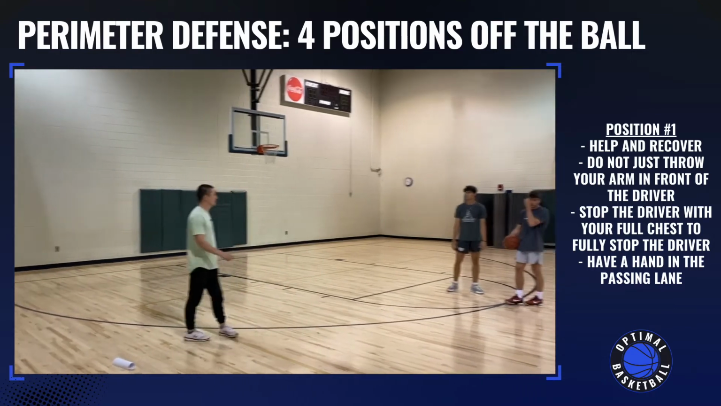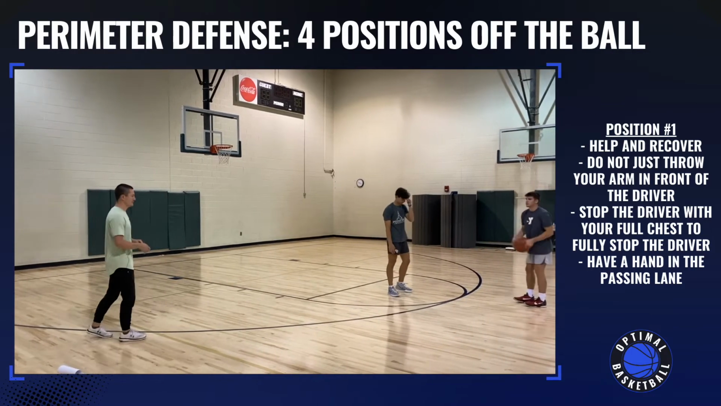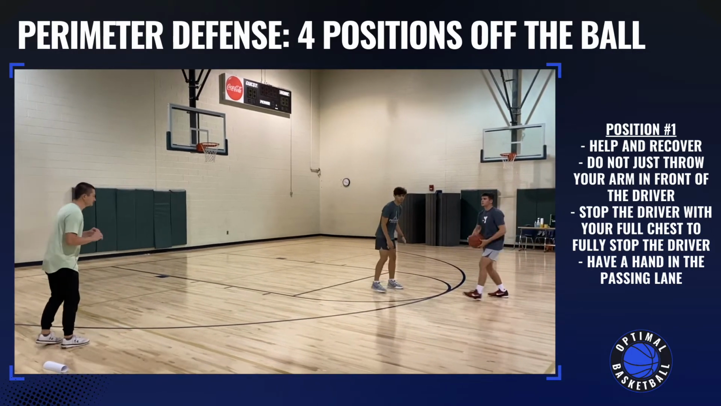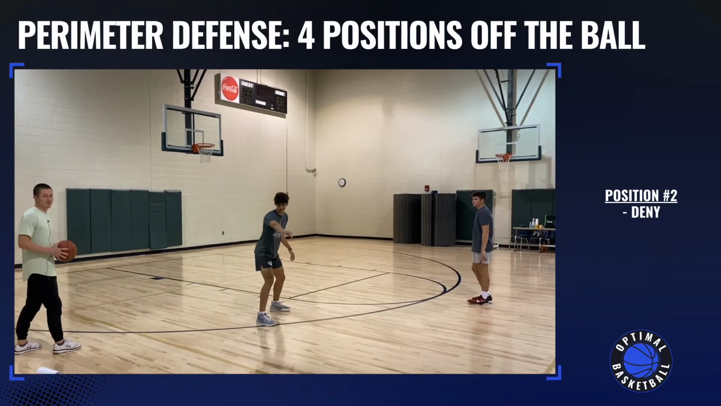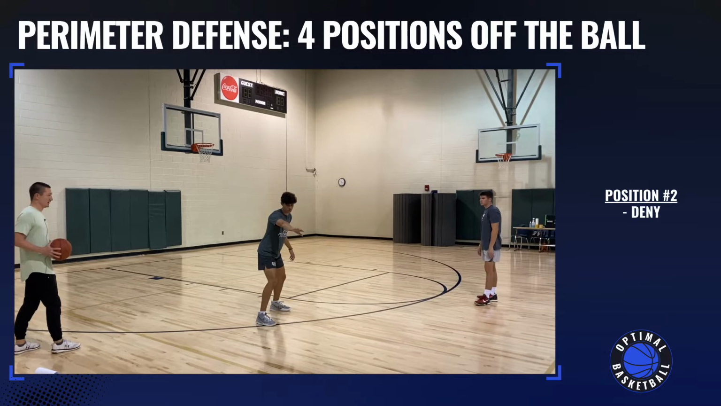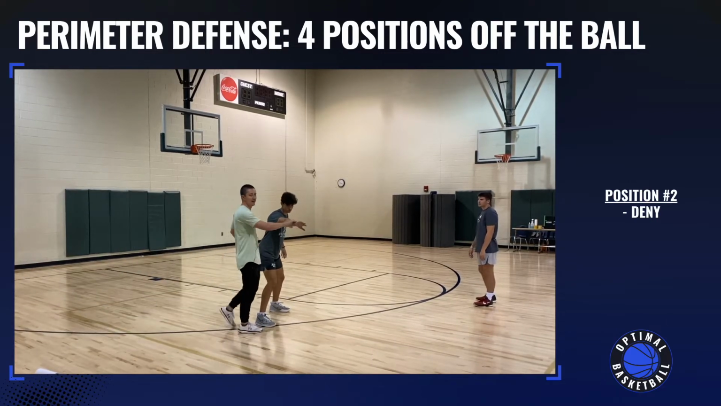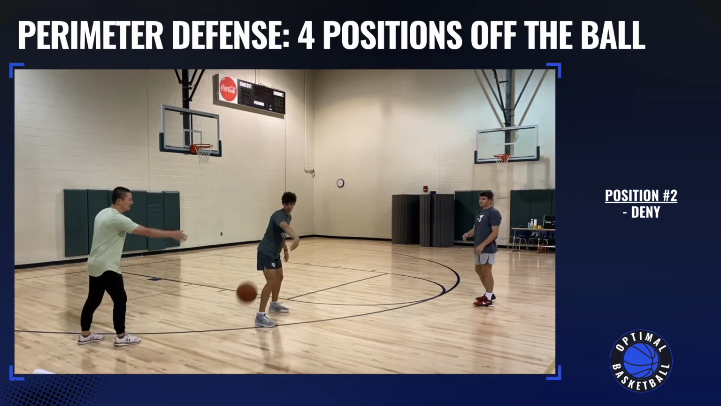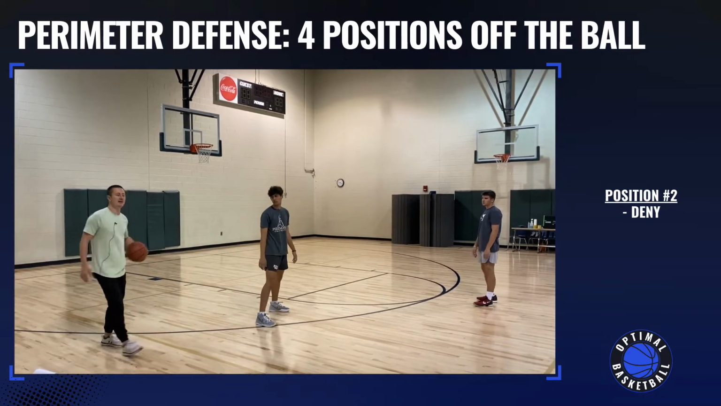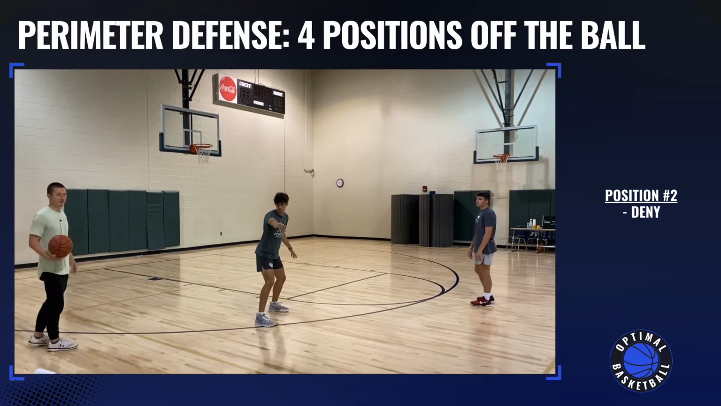Now we're going to go over deny. So it all depends on what your team runs for your defense. But as we pass here, now Caleb, instead of being in help position, he is in deny position. So he has his inside hand, his right hand, in the passing lane. He's trying to get a deflection. So if we make this pass right here, he's trying to hit it out with his hand. And then, of course, if I pass it back, he's going to recover to that guy.